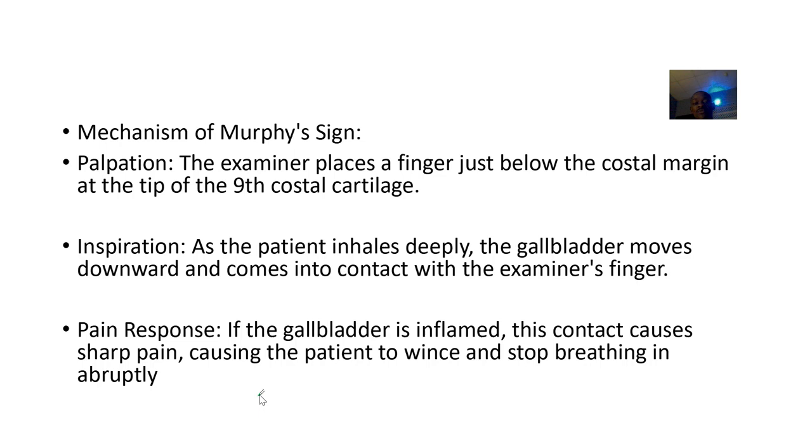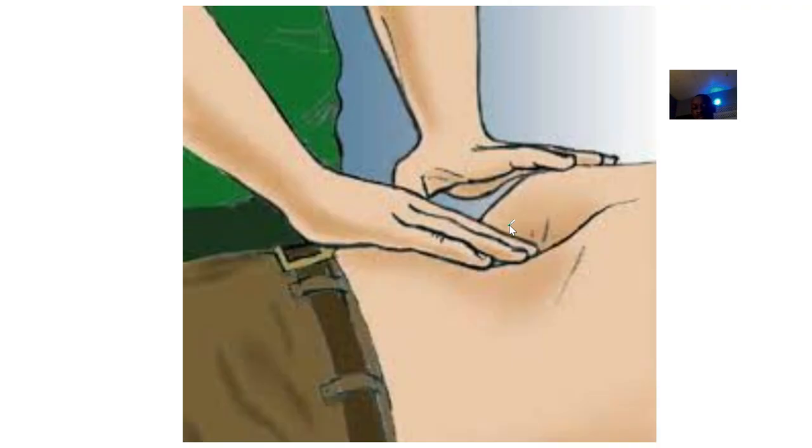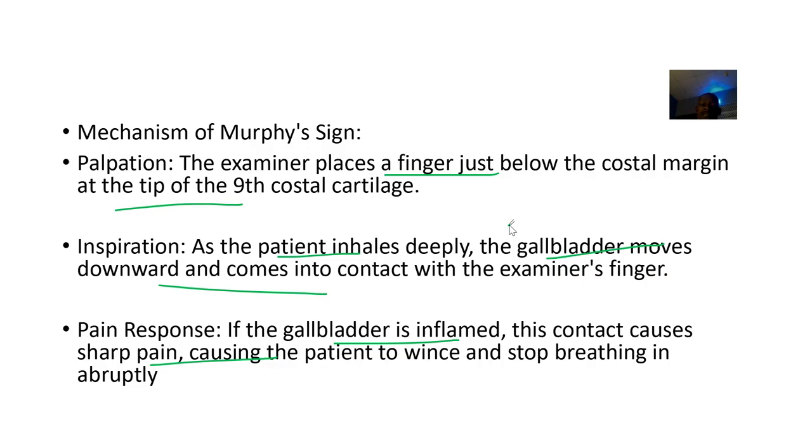So what's the mechanism of Murphy's sign? The examiner places a finger just below the costal margin at the tip of the 9th costal cartilage. On inspiration, the patient inhales deeply, and the gallbladder moves downward and comes in contact with the examiner's finger. The pain response: if the gallbladder is inflamed, this contact causes a lot of sharp pain, causing the patient to wince and stop breathing abruptly. Okay, so this is how you elicit a Murphy's sign.